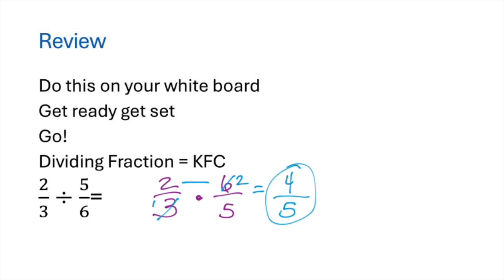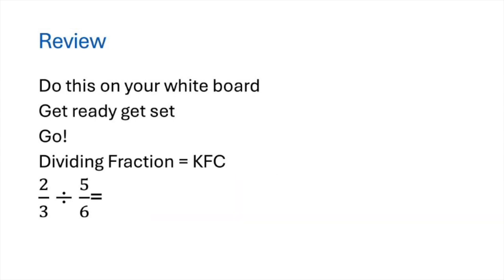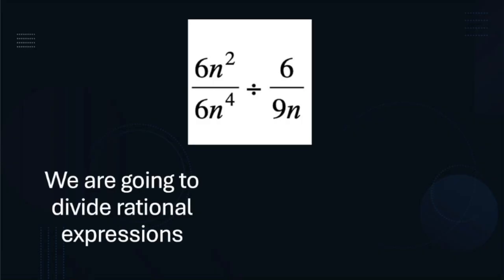4/5 is the answer. The reason I'm having you review this is because we're now going to do this with rational expressions or fractions with variables. We're going to still keep, flip, and change like before.